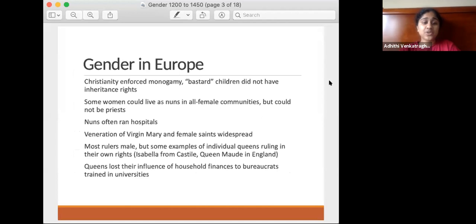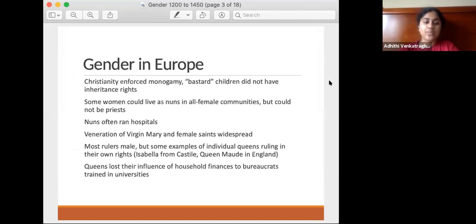So, gender in Europe. Christianity enforced monogamy, so the supposed children who were not born from a married couple did not have inheritance rights. Some women could live as nuns in all-female communities, but could not be priests. Nuns often ran hospitals, and the veneration of the Virgin Mary and female saints was very widespread.